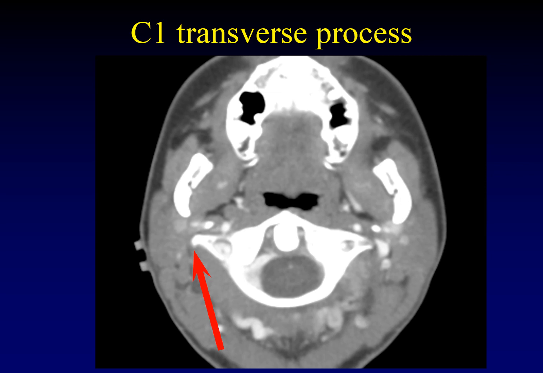In thin, usually young women, the C1 transverse process may be palpable. Here's the marker that my tech placed so I know where to look, and look how close the C1 transverse process is to the skin. All you've got to do is push the parotid gland out of the way, and it should be very easy to feel that as a hard mass. Look how far away it is on the other side. It's like twice the distance from the skin. That's going to be a palpable asymmetry to the patient.